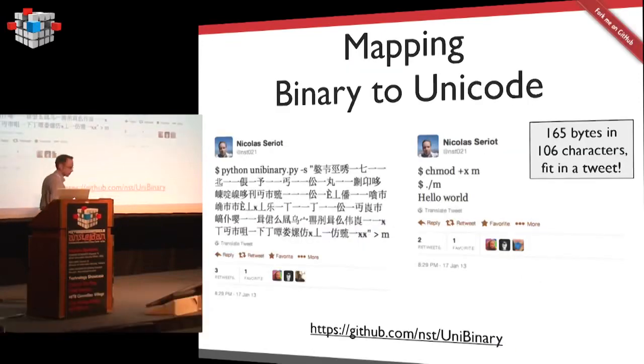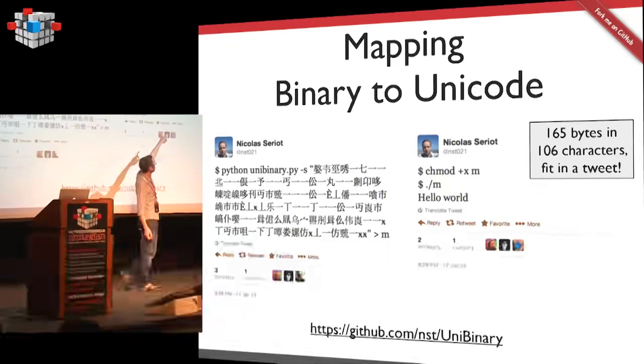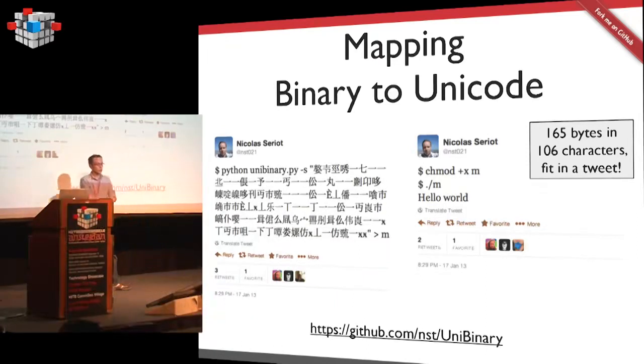This is also kind of a side project, but related to Twitter. This is a way I found to encode binary information into tweets. The idea here was to transfer binary information into Unicode, into Chinese characters. And with this kind of trick, it turns out that you can pack 164 bytes in 106 characters.